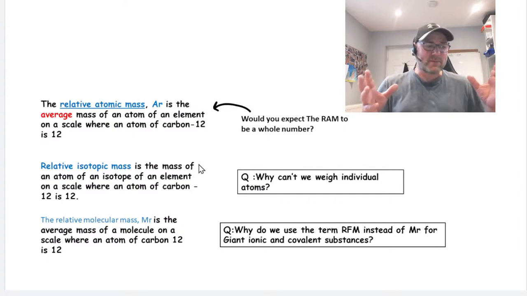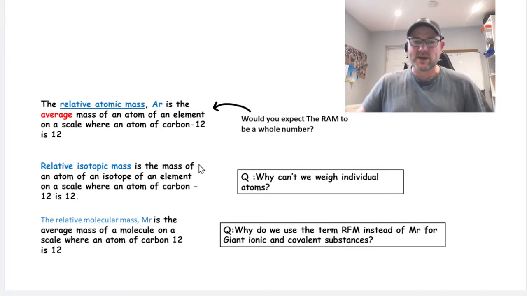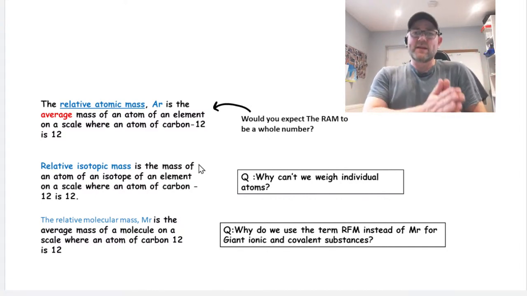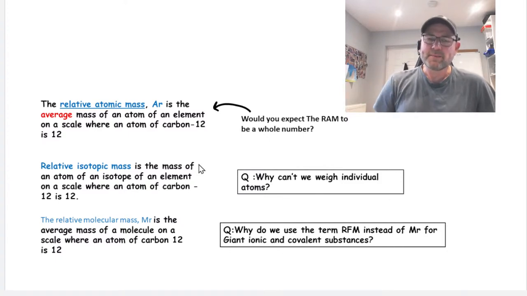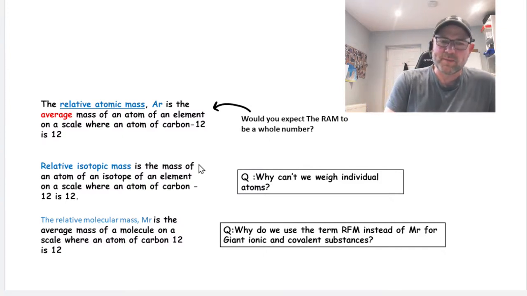Magnesium has a mass number of 24. So we're basically saying it's twice as heavy as carbon, where we say that carbon is 12. Because magnesium is twice as heavy, we'll give it the number 24 to show it's twice carbon. So anyway, very difficult to understand, I know, but the relative atomic mass is the average mass of an atom of an element on a scale where an atom of carbon 12 is 12.